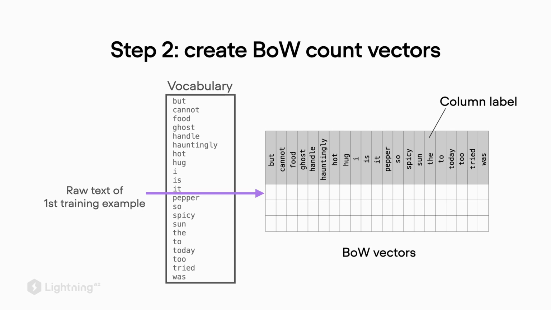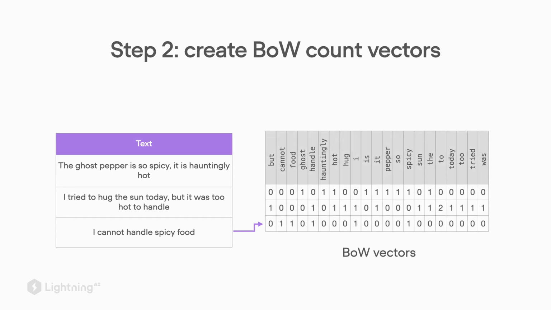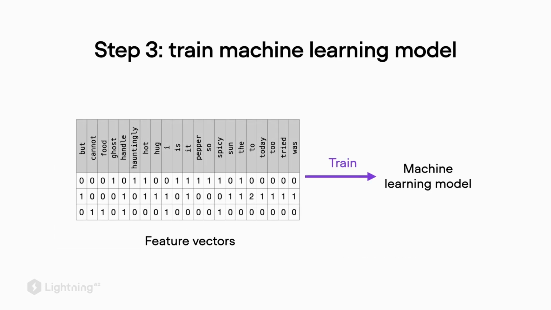So then we take these input sentences to create the bag-of-words vectors. Each bag-of-words vector is essentially a count vector where we have zeros for words that are not contained in the sentence, and the count, for example a 1, if the word occurs in that sentence. We repeat this procedure for each input sentence to create this tabular dataset for machine learning. And then once we have this dataset, we can train our machine learning model.